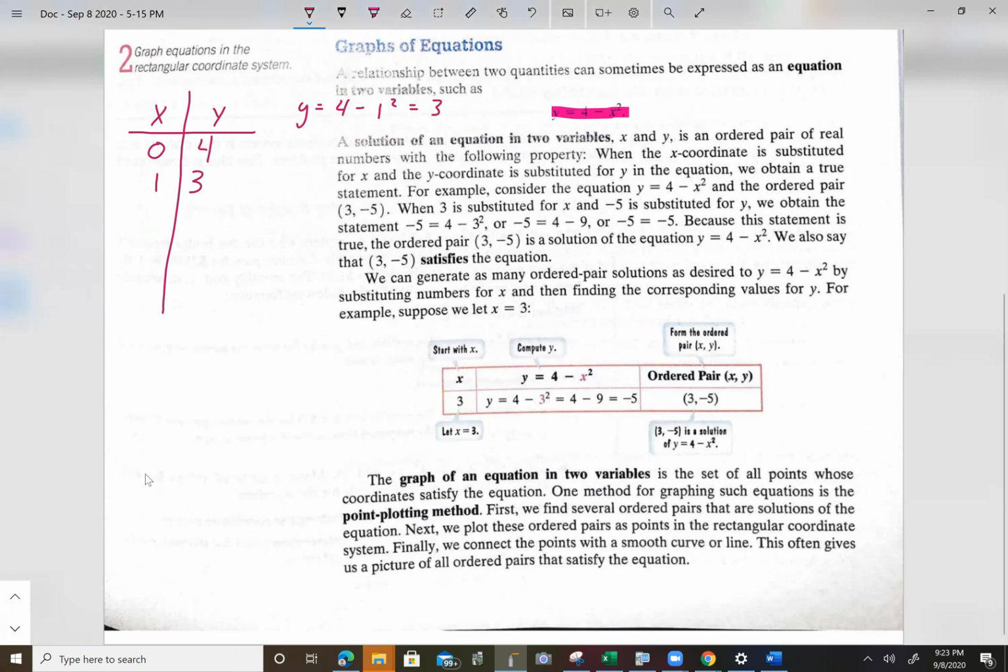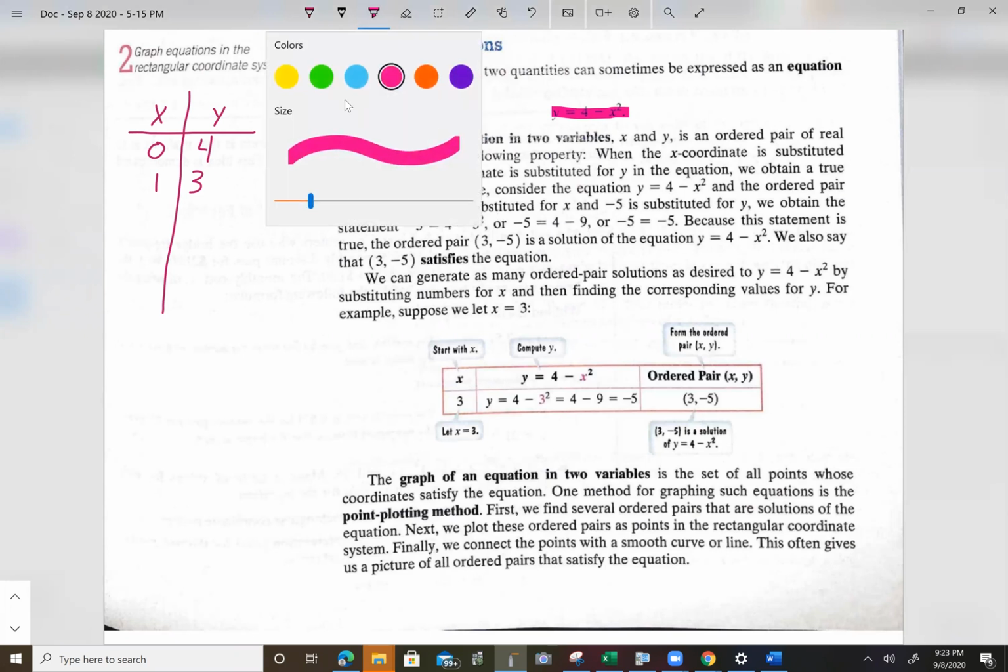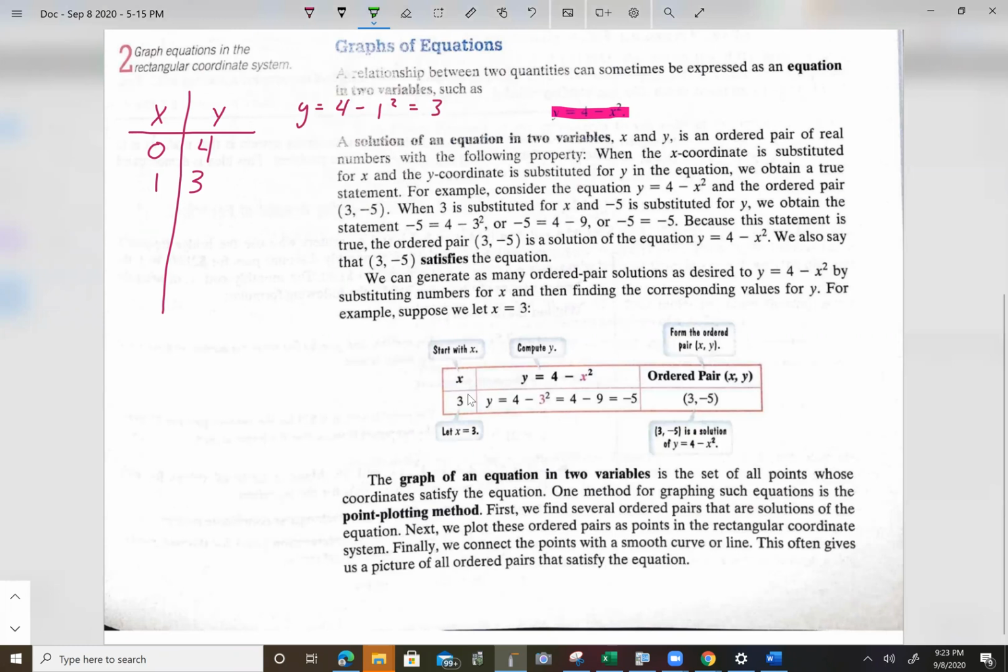You have your input, you have your output. I believe the example, if you're following along in the book, has your input here, and then substituting it back into the equation here. Here's your output, and then it writes it as that coordinate point.